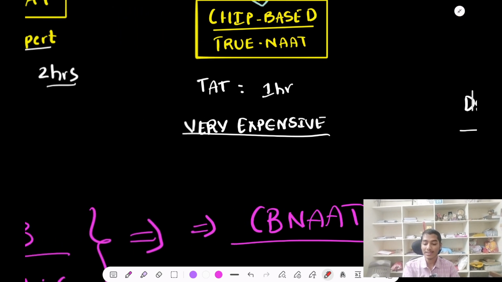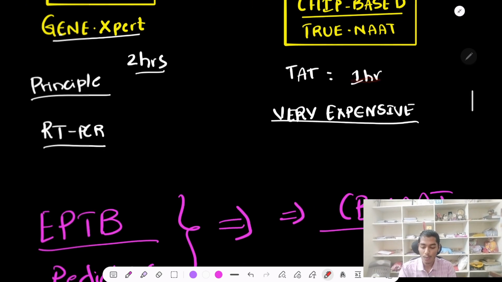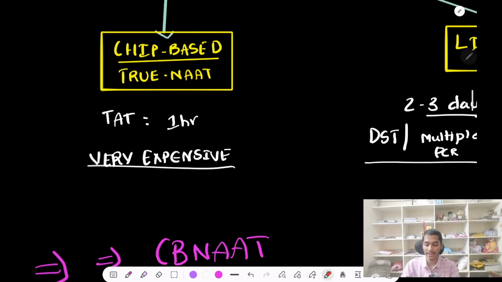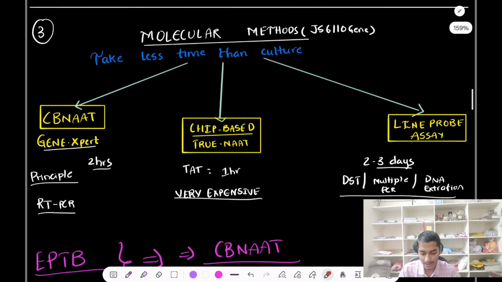You can see, what is the turnaround time? The TAT mentioned here is turnaround time. What is the turnaround time for TrueNat? It is 1 hour, whereas for CBNAAT it is 2 hours, whereas for line probe assay it is 2 to 3 days. So you can see the broad classification of the molecular methods here. The molecular methods take less time than culture. We all know that. CBNAAT or GeneXpert, the full form is cartridge based nucleic acid amplification test, then TrueNat or chip based, and line probe assay. So these are the things about the molecular methods.